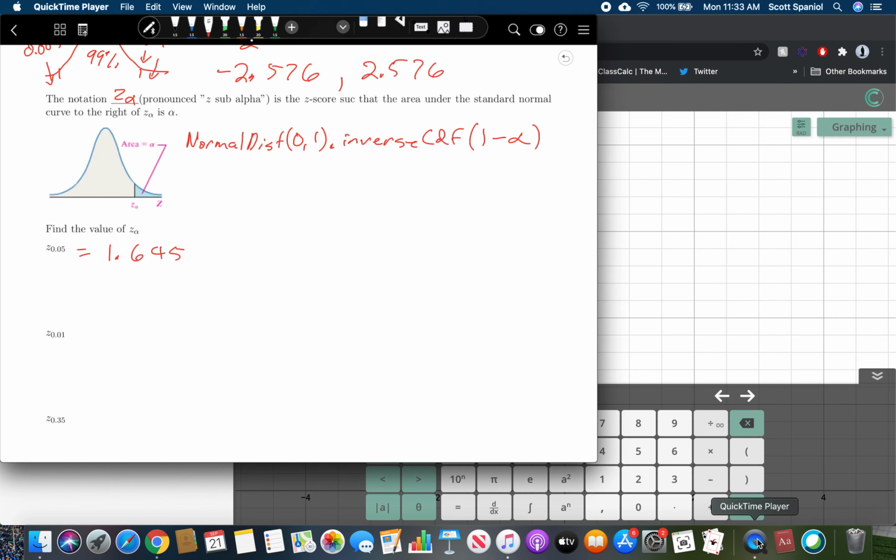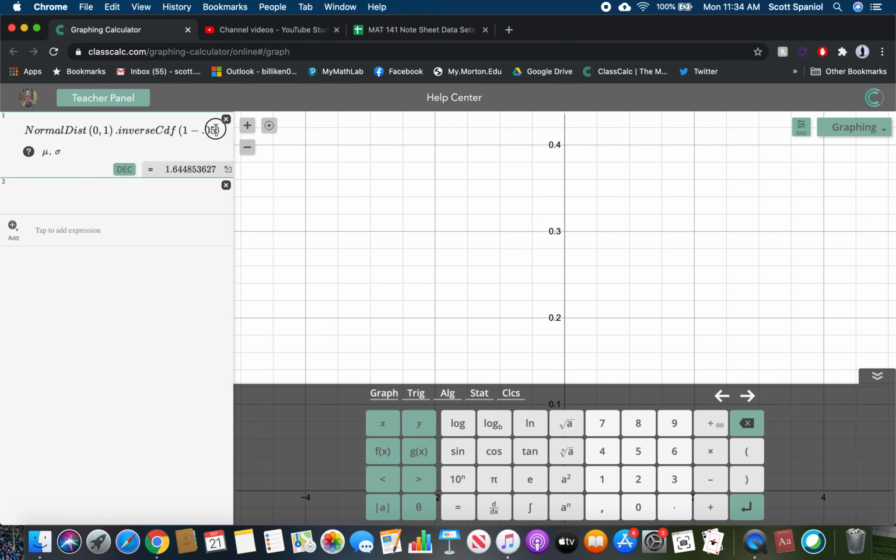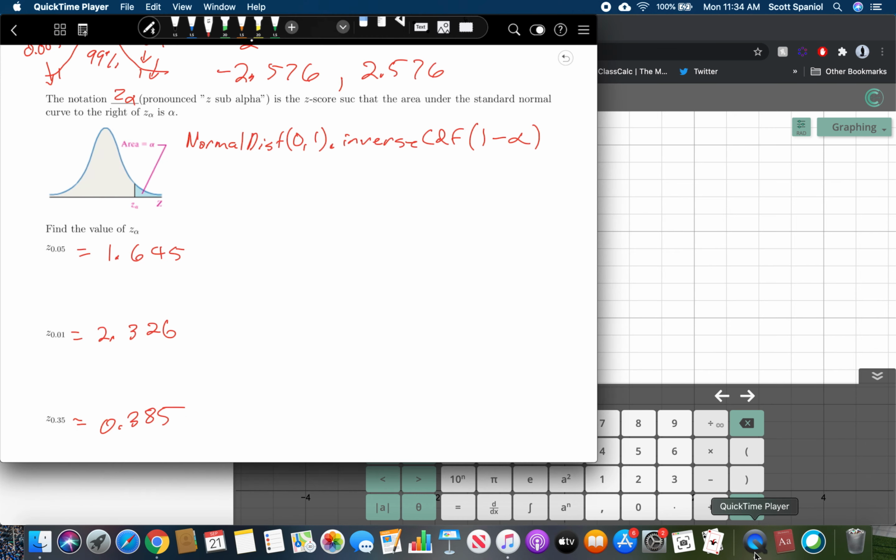Okay. So the next one, I would do the same thing at 0.01. So now instead of 0.05, I would put in 0.01. So that one's 2.326. And then the last one was Z sub 0.35. So we put in 0.35, and we get 0.385. Okay. So that's the idea of how Z sub alpha works. Because it's area to the right, you just do 1 minus the area to the right, and that gives you the area to the left that we can plug into our function on our calculator.